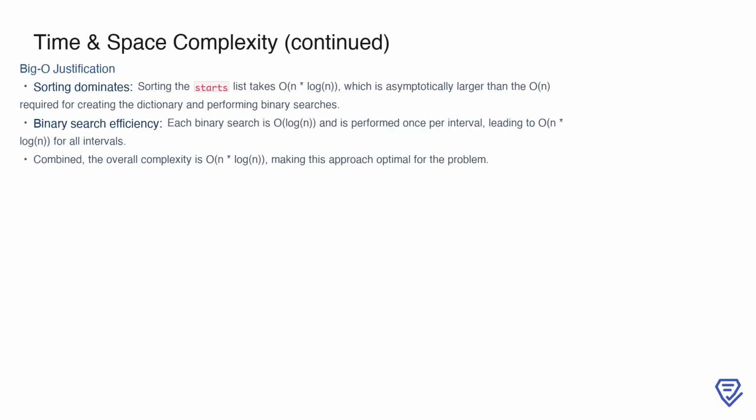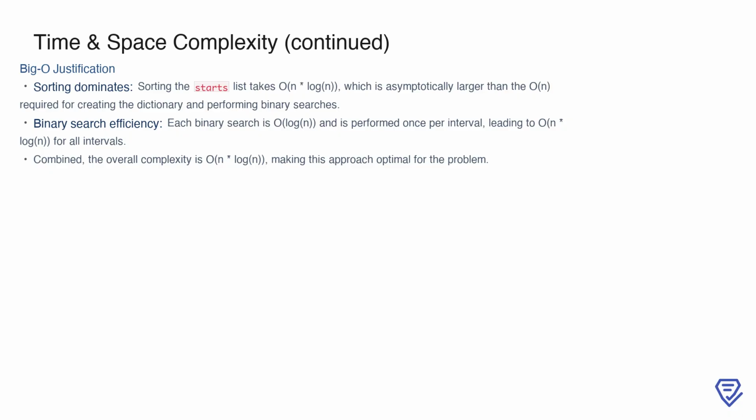To justify the big O complexity, we note that the sorting step is the most computationally expensive part of the algorithm. Sorting the starts list requires O(n log n) operations, which is asymptotically larger than the O(n) time needed to create the dictionary or the O(log n) time per binary search. Since each binary search is performed once for every interval, the total time for all search operations is O(n log n), matching the sorting step's complexity. Therefore, the overall time complexity is dominated by sorting, making it O(n log n).